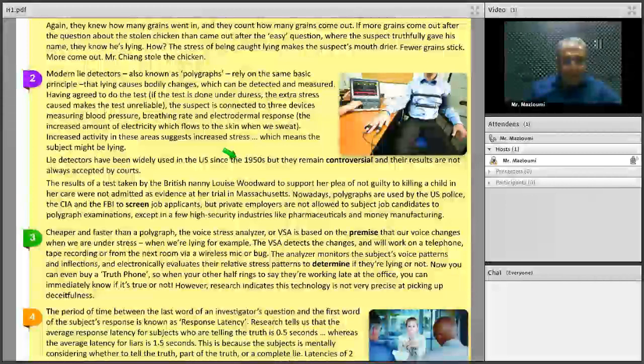But they remain controversial, and their results are not always accepted by courts. All right. They here refers to polygraphs. Controversial means arguable, and their results, the results of tests done on polygraphs, are not always accepted by court. So not so reliable.